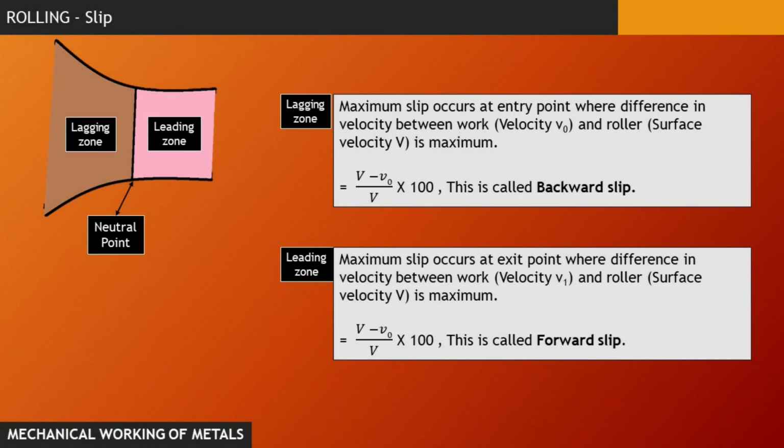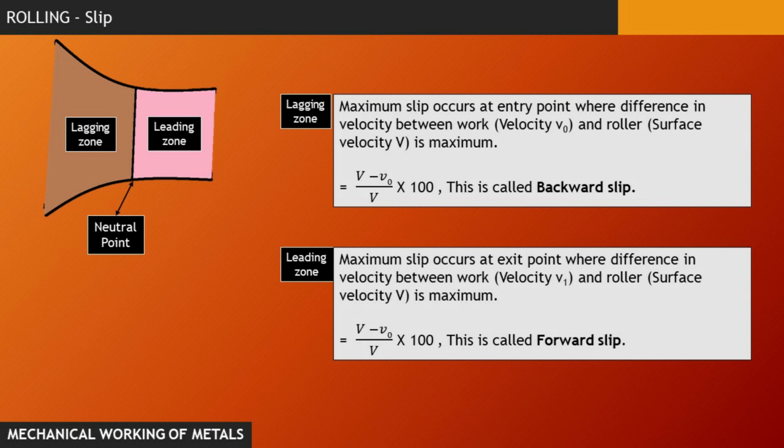In the lagging zone, the maximum slip occurs at the entry point because here the relative velocity between the work and the roller is maximum, and it is given by (v minus v naught) by v into 100, and we term it as backward slip. So the maximum slip occurring in the lagging zone, and the lagging zone was what? The area between the neutral point and the entry point. This is called backward slip.